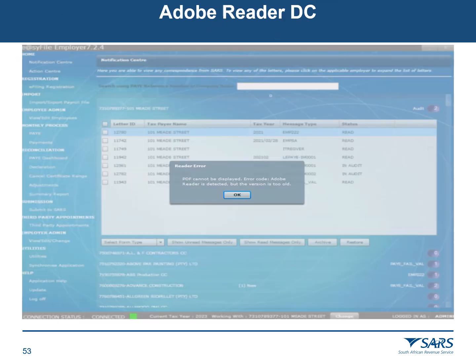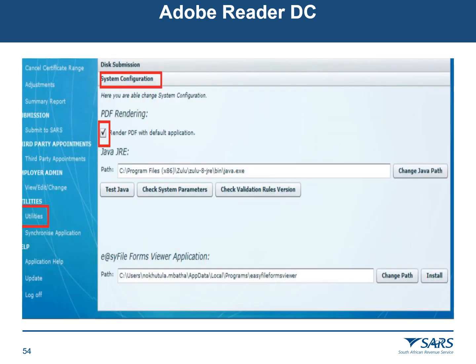If you are trying to open a PDF document on eFiling and you receive an error stating that the PDF cannot be displayed, you might have the incorrect version of Adobe, or you might not have enabled Adobe as a default application. All you need to do is go to Utilities on the left, click on System Configurations, and click on the checkbox next to Render PDF with Default Application. On the screen, you can also test your Java version or install Forms Viewer.